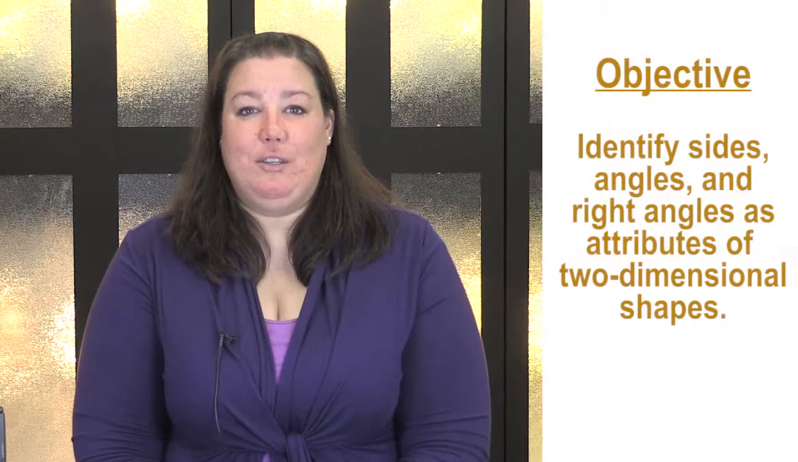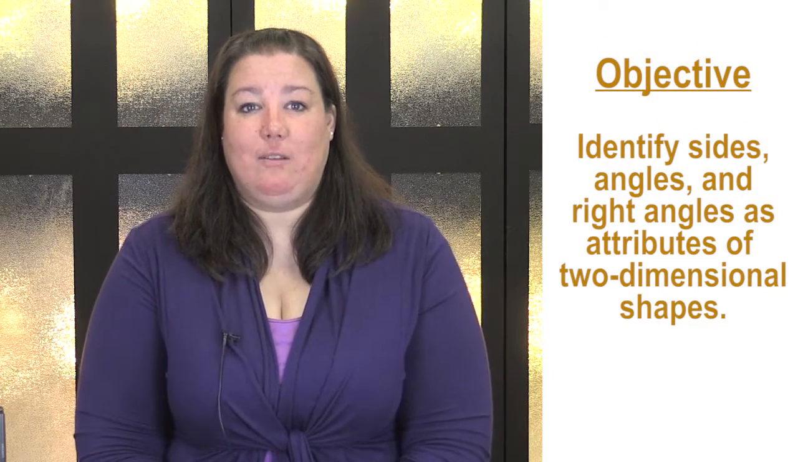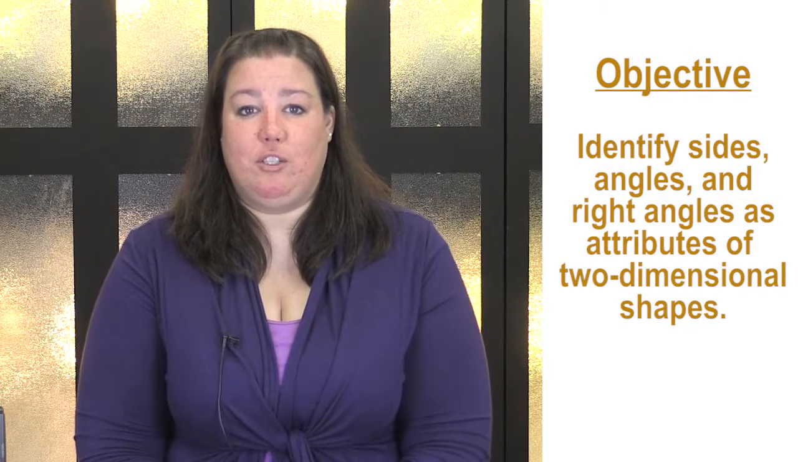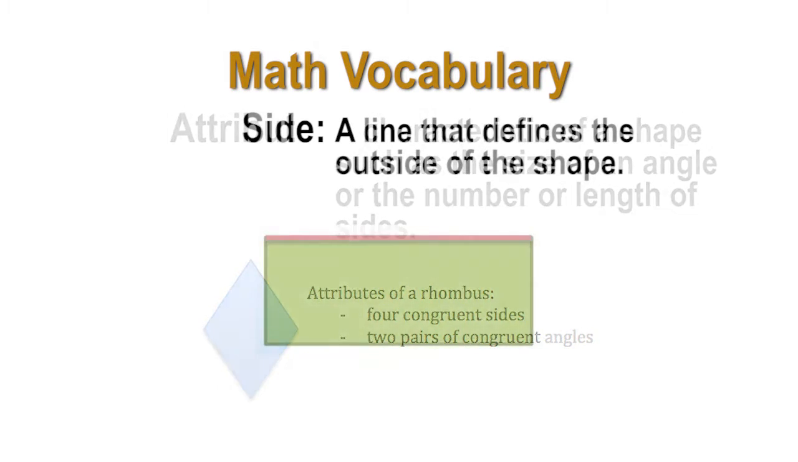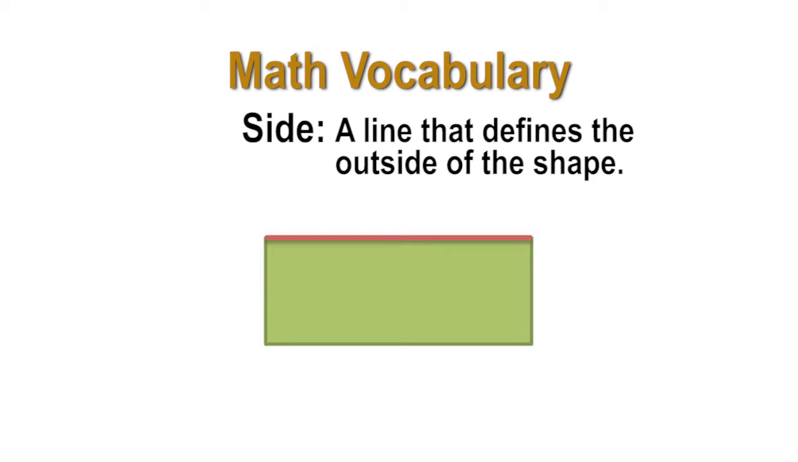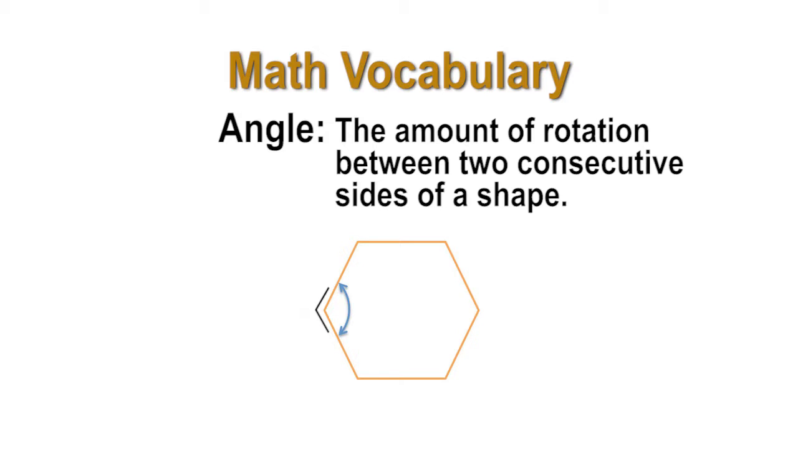In this lesson, students learn how to identify the number of sides, angles, and right angles as attributes of two-dimensional shapes. The vocabulary used in this lesson is as follows. An attribute is a characteristic that helps define a shape. A side is a line segment or a straight line that defines the outside of the shape. An angle is found where two sides of a shape meet.